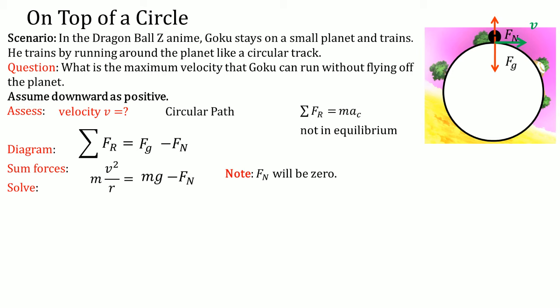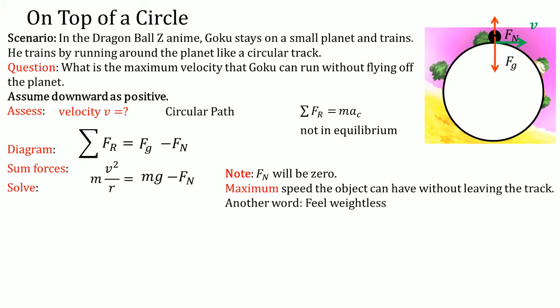The reason why it's 0 is because this is the maximum speed the object can have without leaving the track. In other words, it means feeling weightlessness. That is the reason why Fn equals 0. Fn goes to 0, so it reduces to that. The masses cancel, leaving you with v squared over r equals g.